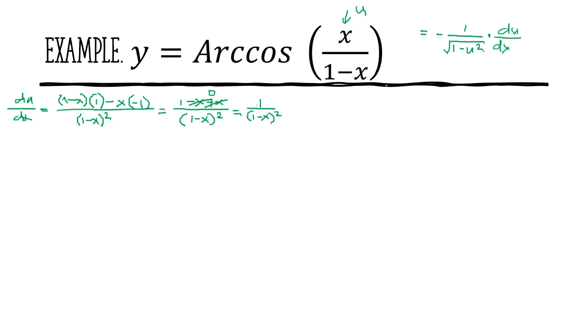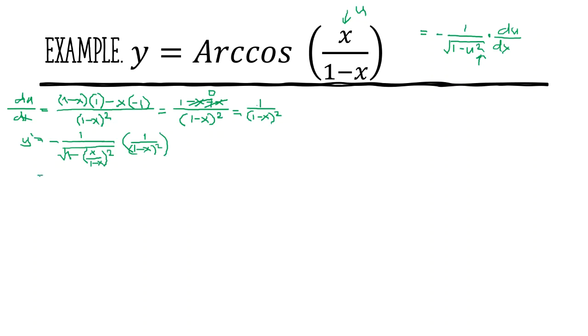So now we have to substitute the values that we have here in the derivative. So our y prime now is just equivalent to negative 1 over square root of 1 minus u, which is x all over 1 minus x. So we have x all over 1 minus x squared, because again this is squared here, times the derivative of our u with respect to x. So we have 1 over 1 minus x squared.